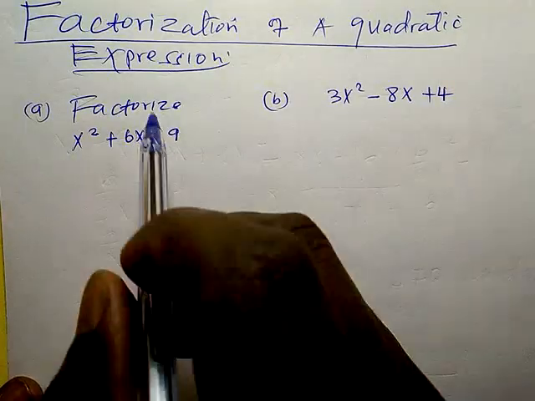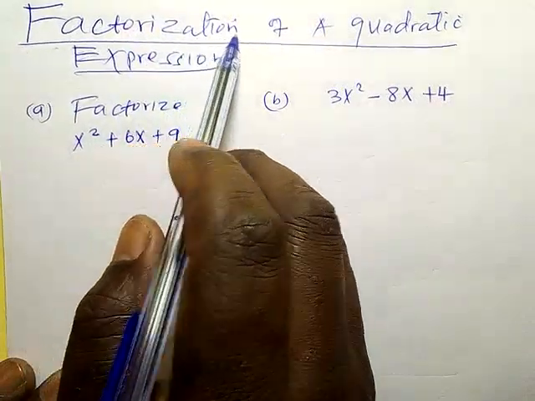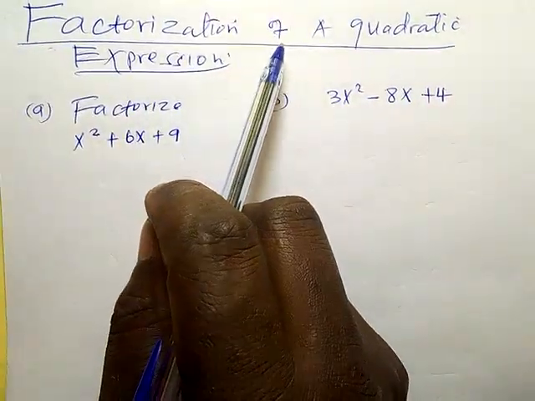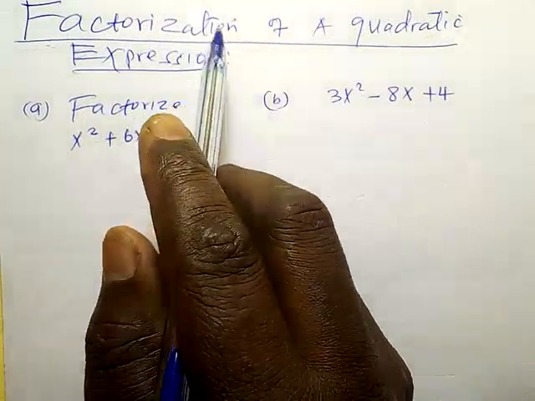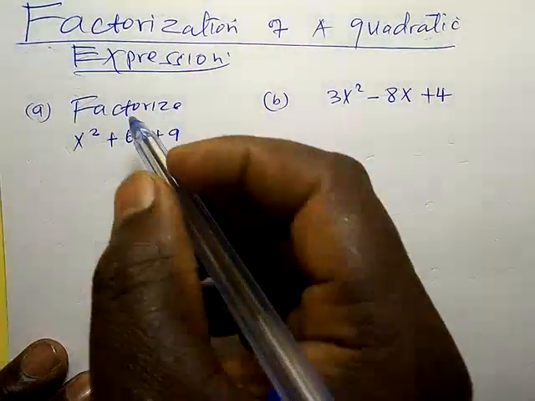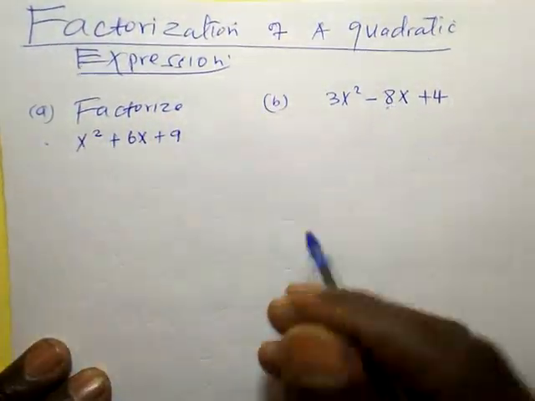Now let us look at factorization of a quadratic expression. We did this in Form 2. It's just a reminder because it is on our syllabus. So how do you factorize a quadratic expression? The question here: factorize A and factorize B.